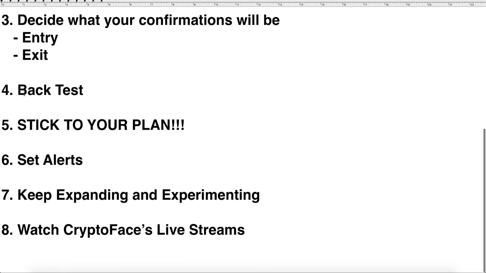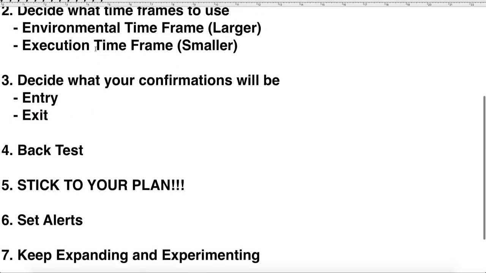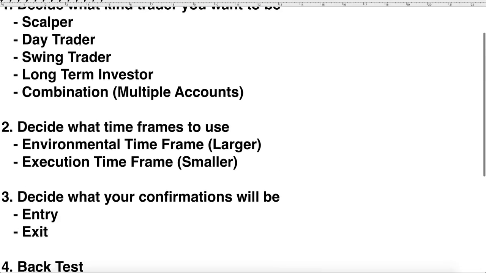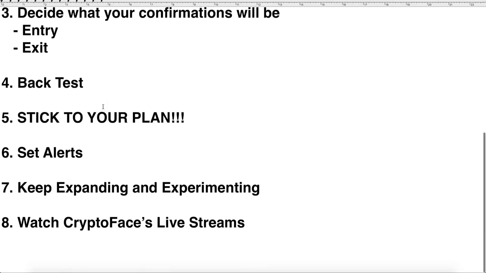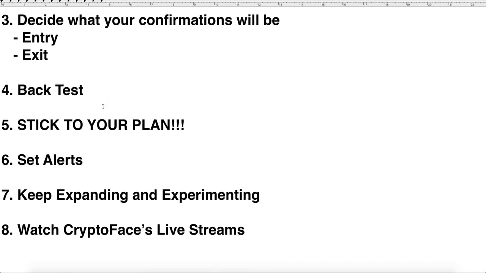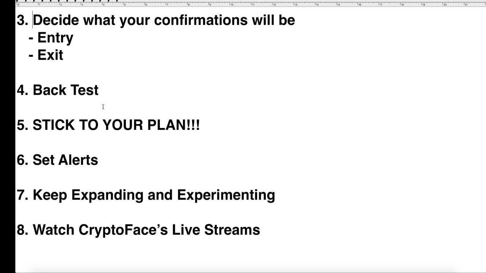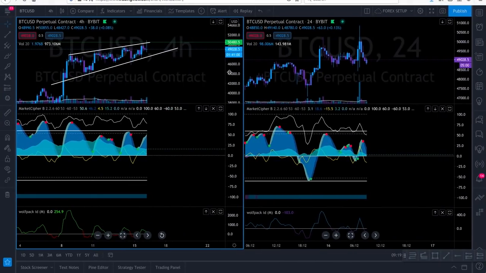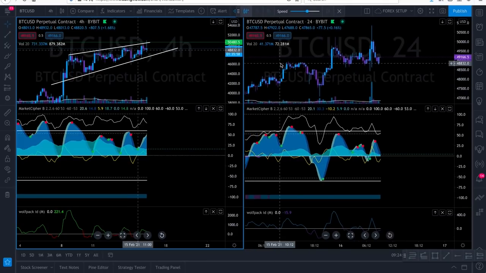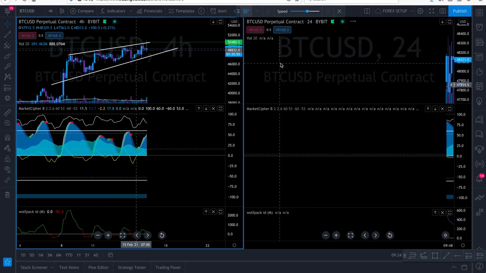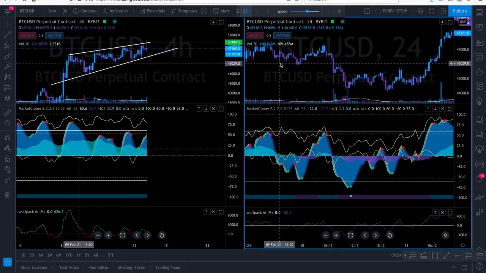Now, the 4th step is backtest. Once you have this plan in order, you know what kind of trades you're going to be doing, you know what time frames you're going to use, you know what your confirmations will be. You need to go and backtest this thoroughly. You need to go onto TradingView, and I'll walk you through this, but you are either going to look at the charts and just kind of measure what your profit or loss would have been, or even better, use replay mode in TradingView. Go back in time, literally go back in time, like this.